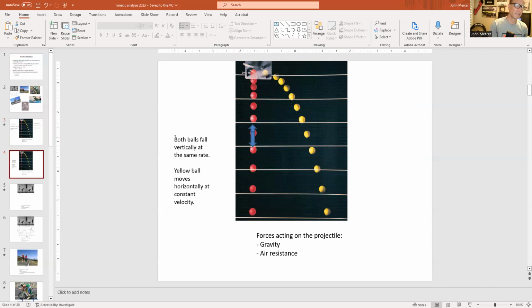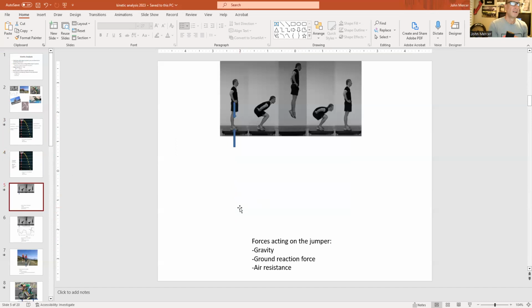Okay, so just emphasizing that point, both balls fall vertically at the same rate. The yellow ball moves horizontally because it was given some initial horizontal velocity. But I've got another video talking in more detail about that. But in any case, in doing a kinetic analysis, we identify the forces acting on the object, and those forces will explain the motion of the object. All right, so we'll do that with more complex movement beyond a projectile motion.